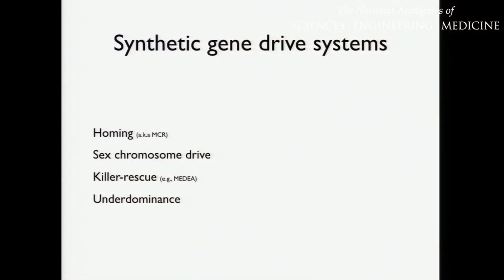In terms of synthetic man-made gene drive systems for control, there are four different types that have received the most attention. There's the homing type of reaction, which has also recently been renamed the mutational chain reaction. Then there's sex chromosome drive, the killer-rescue systems like Medea, and underdominant systems. Each of these has different uses and features.